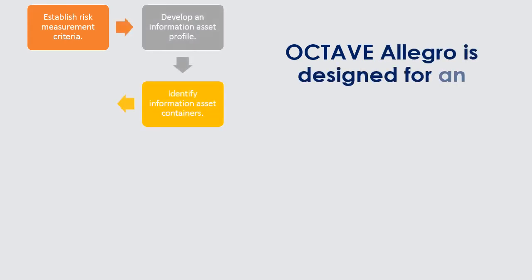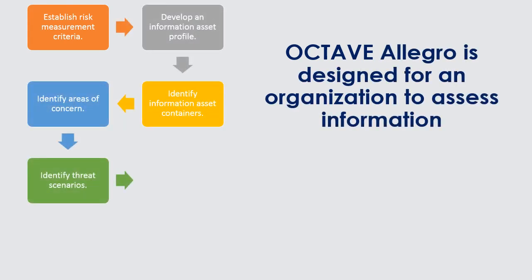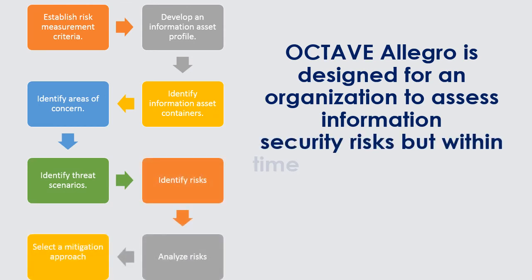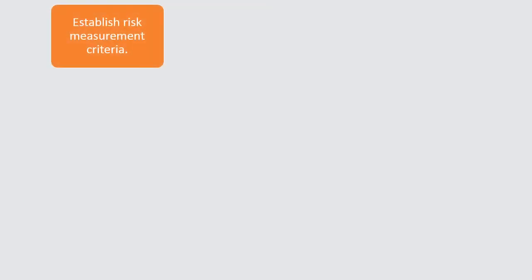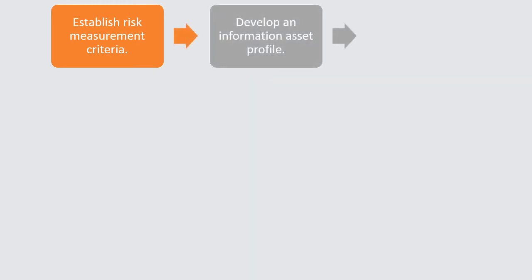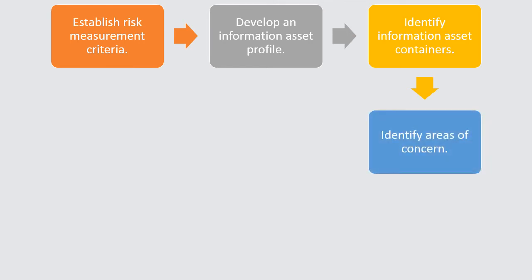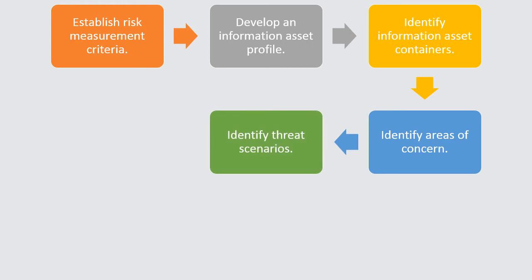OCTAVE Allegro is designed for an organization to assess information security risks, but within time, staff and resource constraints. Establish risk measurement criteria. Develop an information asset profile. Identify information asset containers. Identify areas of concern. Identify threat scenarios. Identify risks. Analyze risks. Select a mitigation approach.